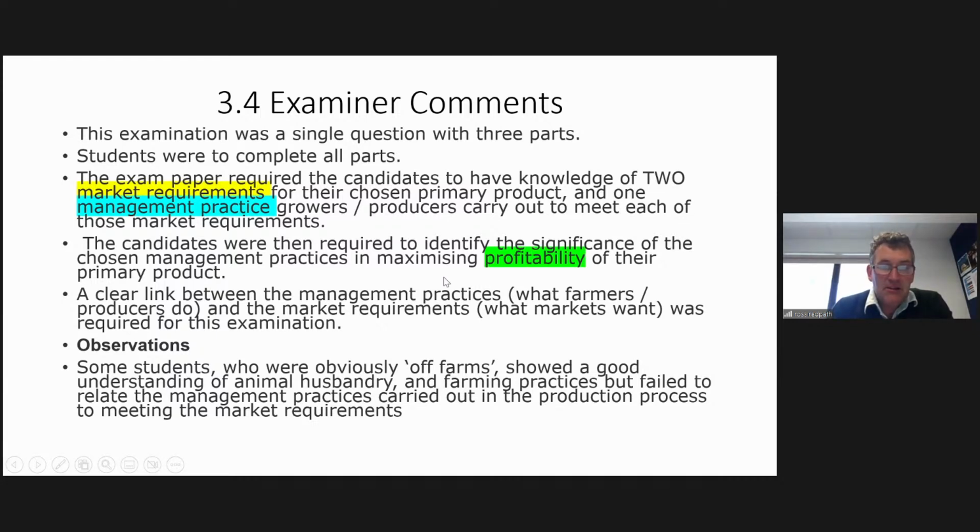Last year, the candidates were then obviously required to identify the significance of your chosen management practice in terms of maximising profitability. So this is where we are linking right the way through a market requirement, a management practice, and then at the end, some discussion around profitability, which is going to have an income and a cost and probably a quantity of production element potentially as well. Okay.